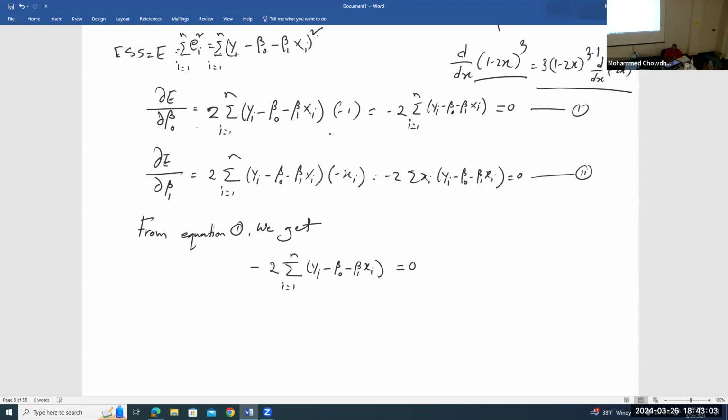So from there, if you multiply this, sum of yi minus n beta 0 minus beta 1 sum of xi equal to 0. So now here you can write n y bar minus n beta 0 minus beta 1 n x bar equal to 0. So x bar equal to what? Sum of xi over n, right? Then sum of xi equal to what? n x bar, right?